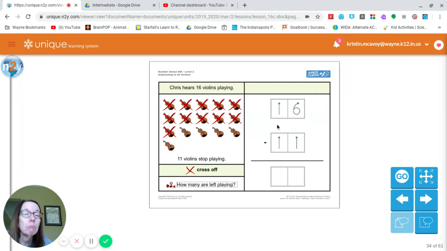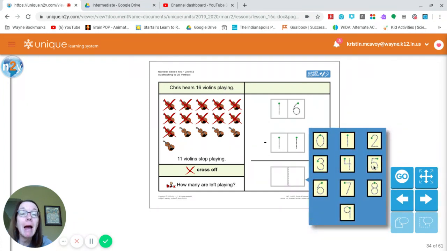We can do it through counting down or counting the objects. Let's count the objects first, and then we'll check our math by counting down. Let's count the violins that are remaining. 1, 2, 3, 4, 5. There are 5 violins remaining. Am I going to put that 5 here in the tens column? No, because if I put 5 here, that's going to make our number say 50. 5 in the tens says 50. So we need to put nothing here or the number 0. We go here and we put the number 5.